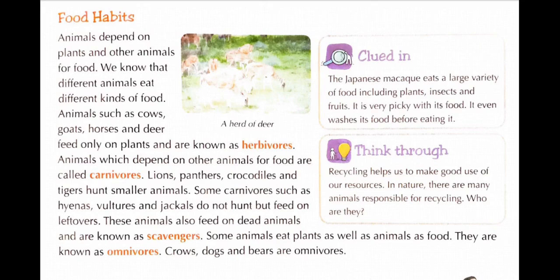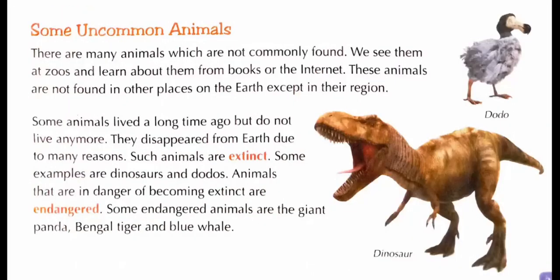Okay, so another animals like vulture, jackals, they do not hunt. They feed on dead animals. So they are called scavengers. Okay, so they help us to keep the environment clean by eating dead animals. Now move on to next.